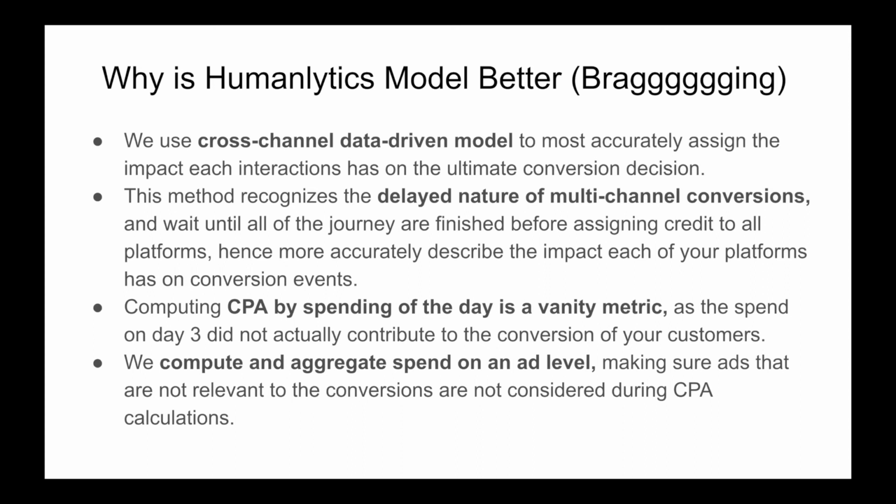First, we use a cross-channel data-driven model, which you can't find anywhere else in the market right now, unfortunately. And we recognize the delayed nature of multi-channel conversions, and that's why we use a real conversion-centric model to compute your CPA. The way CPA is done right now for most companies is a vanity metric. Because for anything you spend on day 3, there's no ad delivered, so you have 0. If I compute my naive CPA, it will be 0 divided by 30, and that's just plainly pretty dumb in terms of computing CPA.